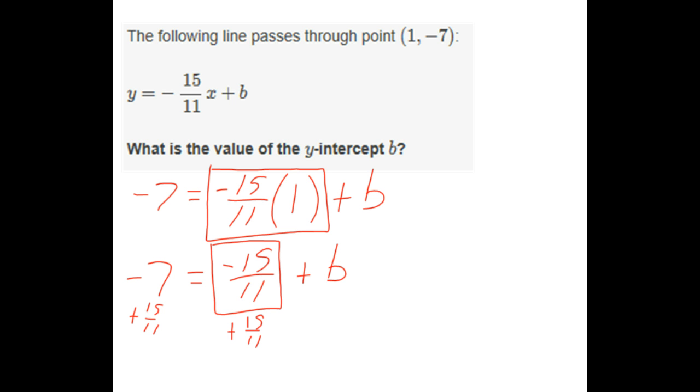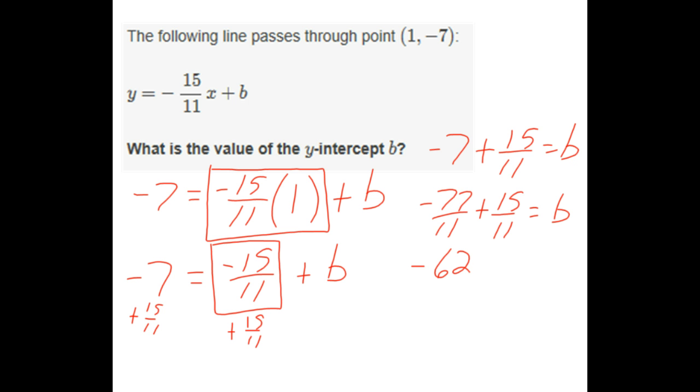So what I'll have then is negative 7 plus 15/11 equals b. Again, I'm doing this in my head, so I have negative 77 elevenths plus 15 elevenths. That equals b. 77 and 15, the difference is 62, so that's negative 62 elevenths. If you did it on a calculator, you'd have a mixed number, and hopefully that is correct. Hopefully I didn't make a mistake. All right, next problem.